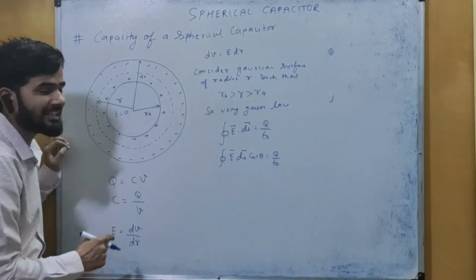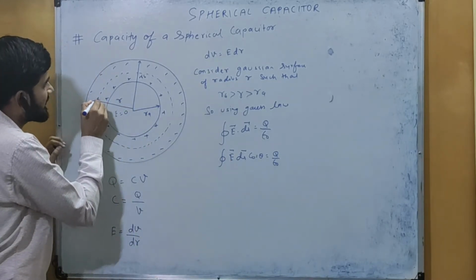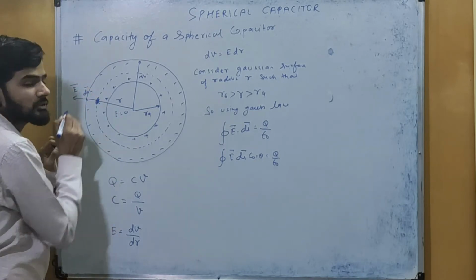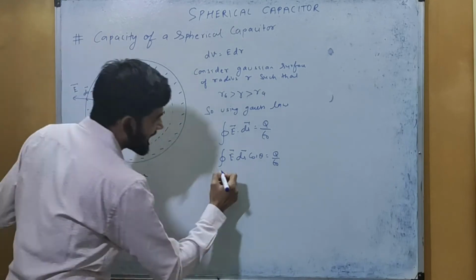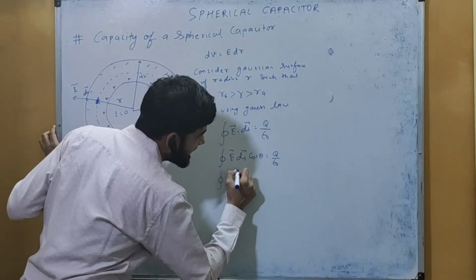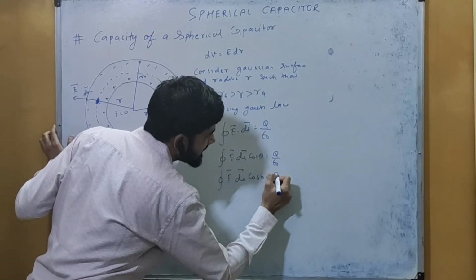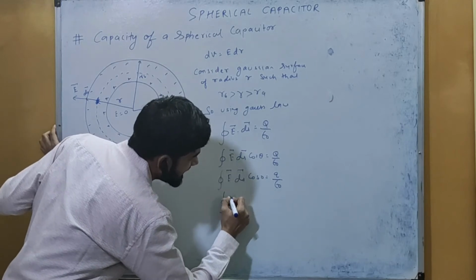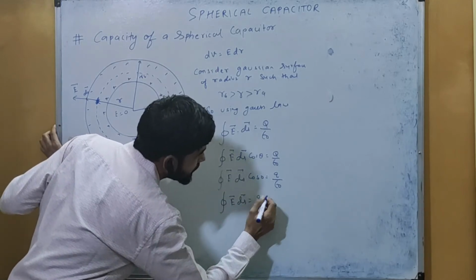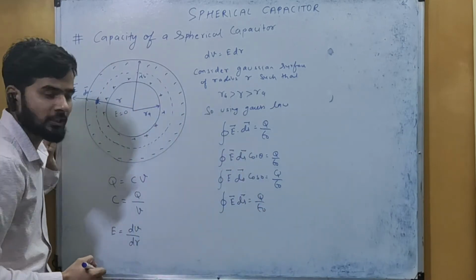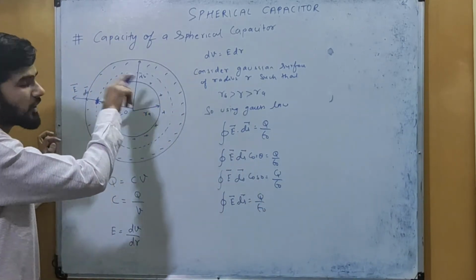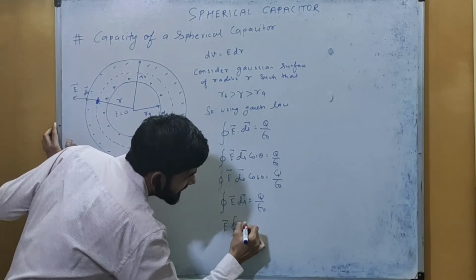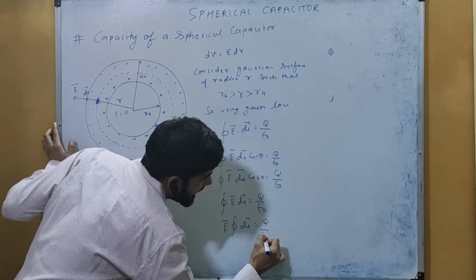Now this theta between E and ds: the electric field at any point will be outward, and the area vector will also be outward. So the angle between the two is 0 degrees. So I can write integration E ds cos 0 is equal to q by epsilon naught. So here it will be E ds is equal to q by epsilon naught. Okay, you have to find electric field intensity. This will be constant for the Gaussian surface. So I can write E integration of ds is equal to q by epsilon naught.